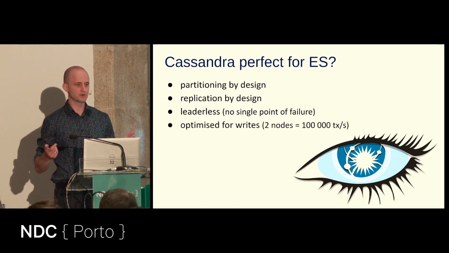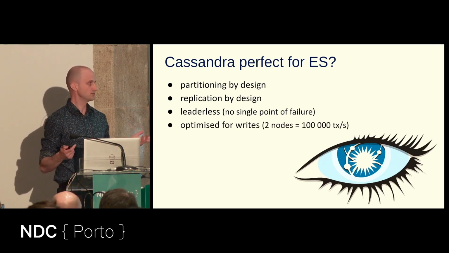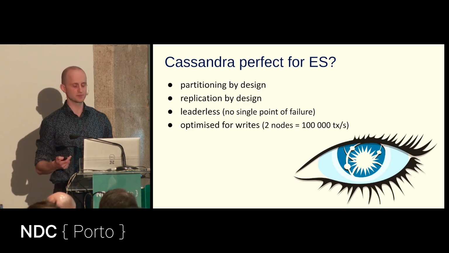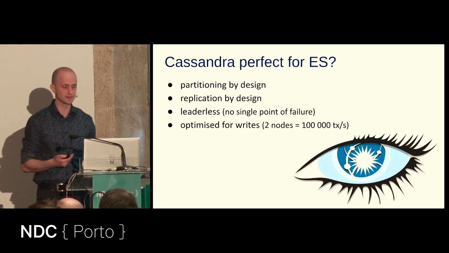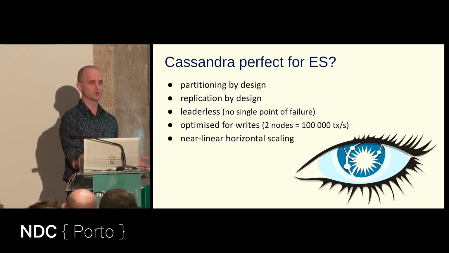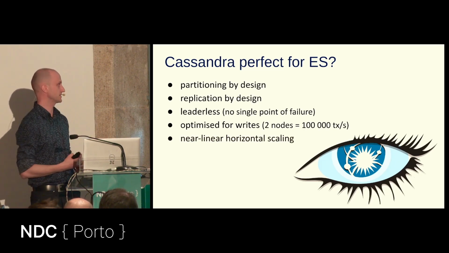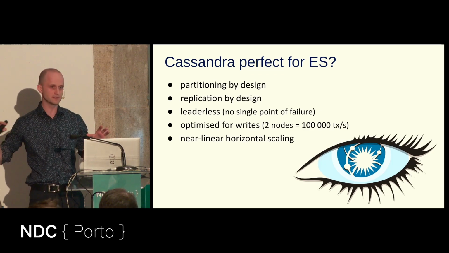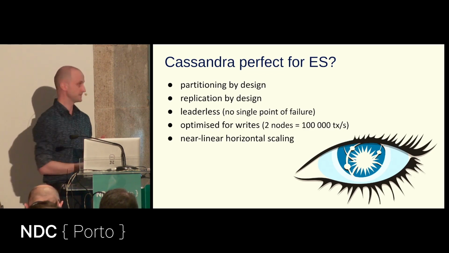Cassandra is optimized for writes, so just 2 nodes can handle 100,000 transactions per second. This is, of course, marketing material, but if it's not enough for you, then just put more nodes in the cluster, because you can horizontally scale Cassandra really easily.